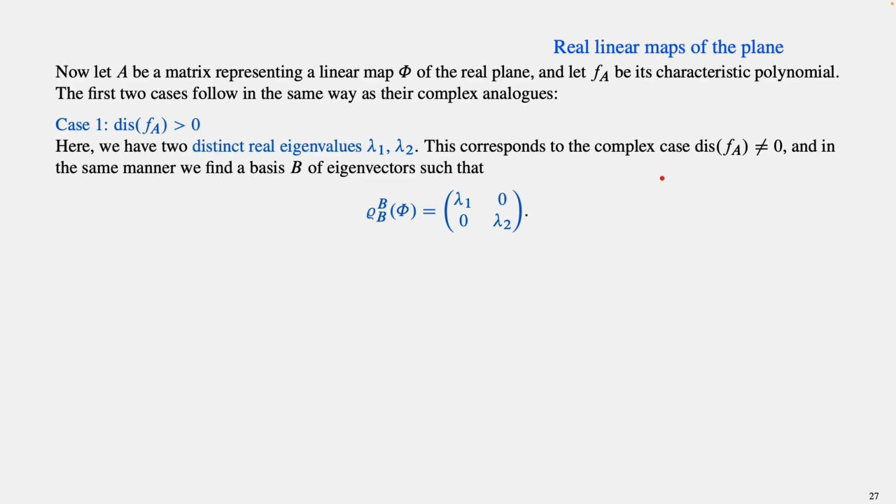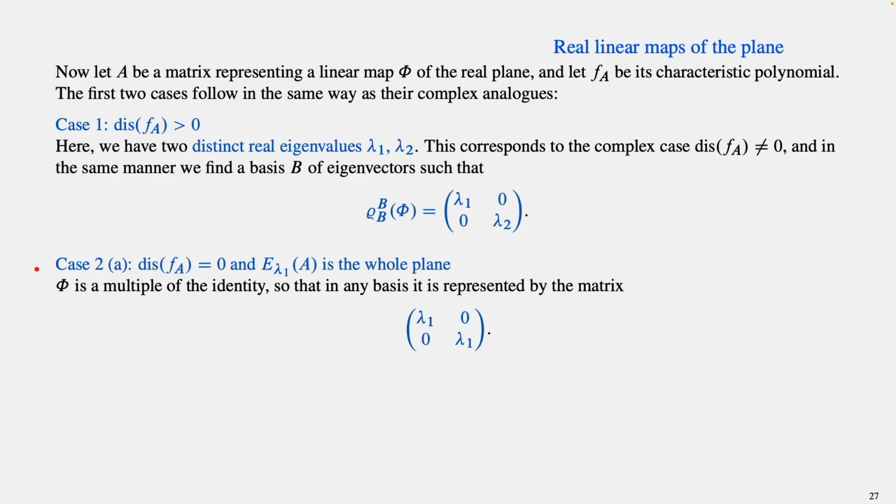And in the same manner as in the complex case with discriminant different from 0, we derive that we find a basis of eigenvectors such that in this basis phi is represented by the matrix with lambda 1, 0, 0, lambda 2. So it's diagonalizable. Then the second case is when the discriminant of the characteristic polynomial is 0. And again, we have two subcases, case 2a being when the eigenspace for this single eigenvalue is the whole plane. Again, just like in the complex case, here phi is represented by a multiple of the identity matrix, so it's lambda 1 on the diagonal and 0 otherwise.